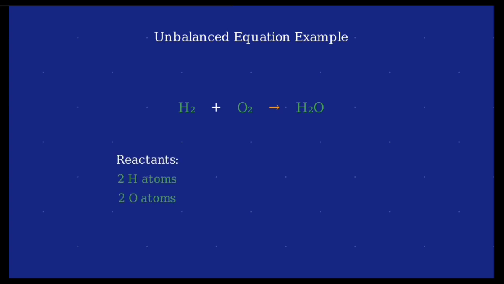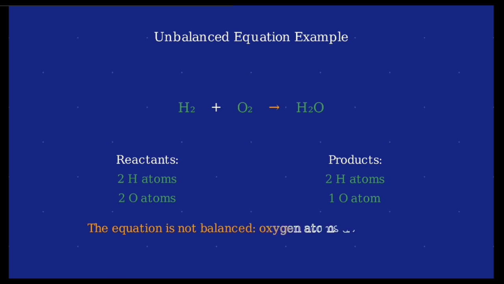Let's consider an unbalanced chemical equation. Hydrogen plus oxygen yields water. When we count the atoms on each side, we find that the reactants have 2 hydrogen atoms and 2 oxygen atoms, while the products have 2 hydrogen atoms but only 1 oxygen atom. This violates the law of conservation of mass. The equation is not balanced because the number of oxygen atoms doesn't match.